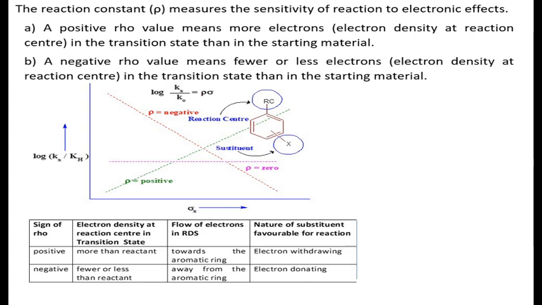So the electrons from the aromatic ring will stabilize the electron density at the reaction center. That is, the flow of electrons is away from the ring, and electron donating substituents favor the reaction. Students, you should focus on this table and this plot. This will help you to understand the reaction constant and its significance properly.